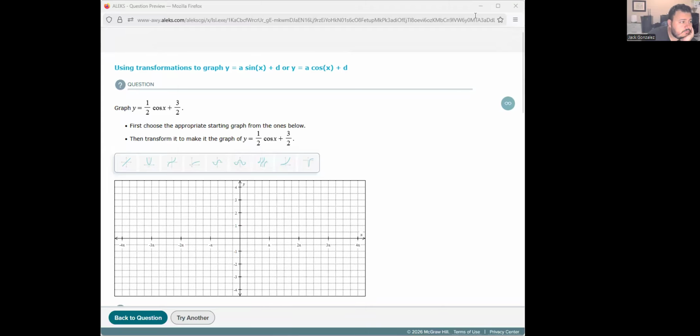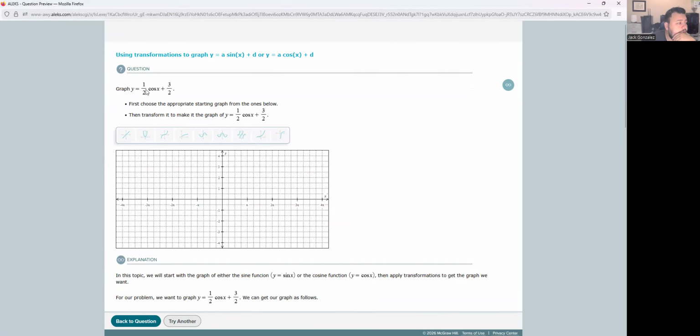Okay, now let's move on to transformations. So this is the general form. They want you to know, okay, well, what are they doing to the cosine? So this is your general form for cosine.